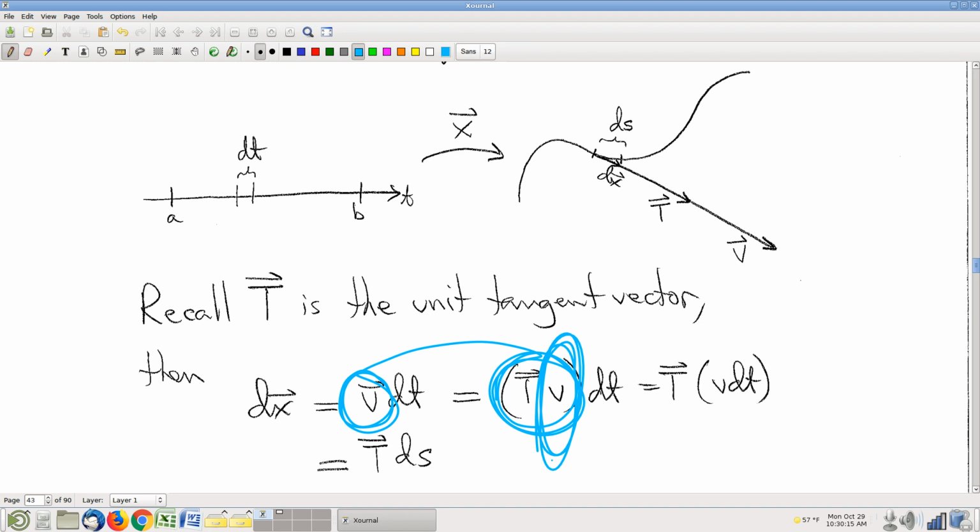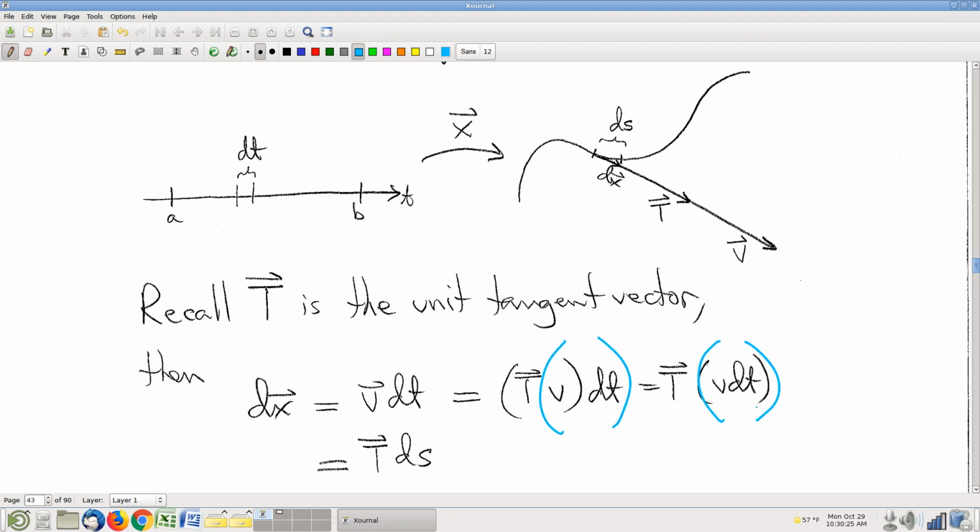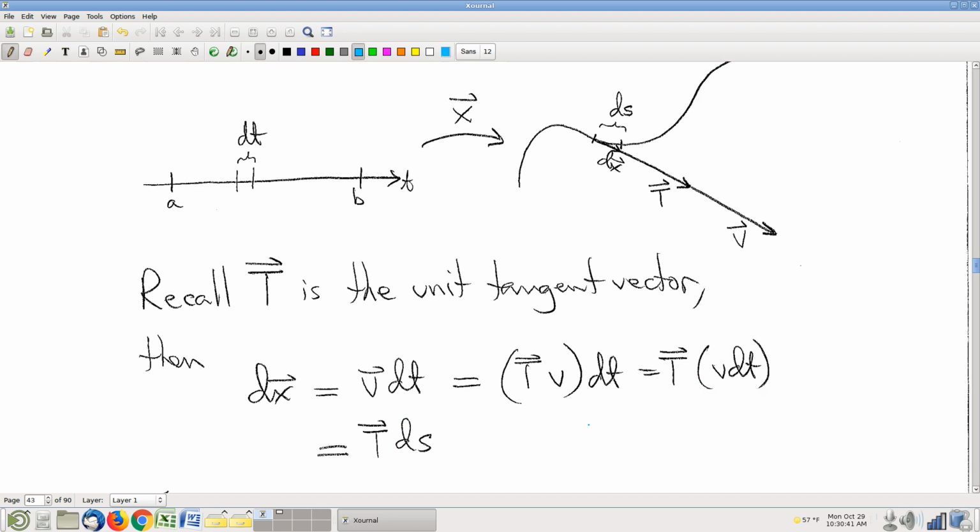No big deal there, right? And then take these parentheses and just regroup, just do like that, like so. And what can I say about this thing? V dt, speed times time. Well, that's distance. That's ds. So what we end up with here is an alternative point of view on the dx vector.